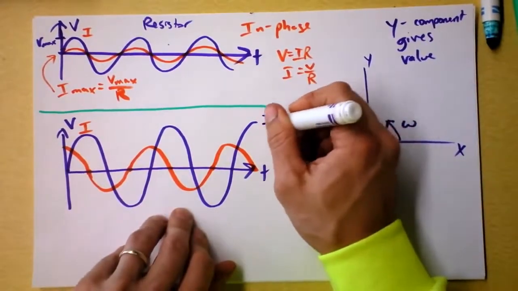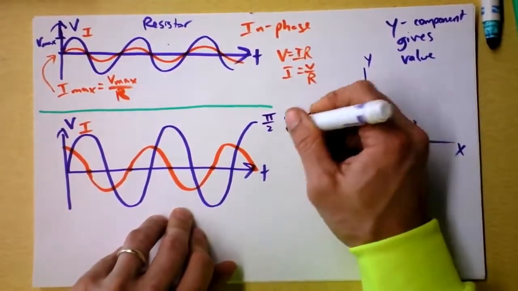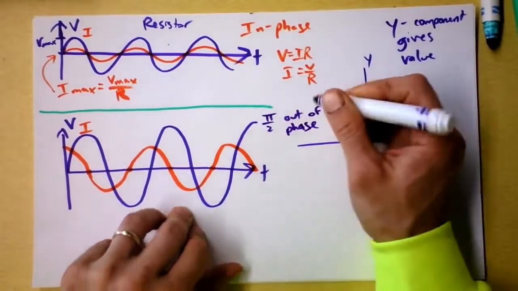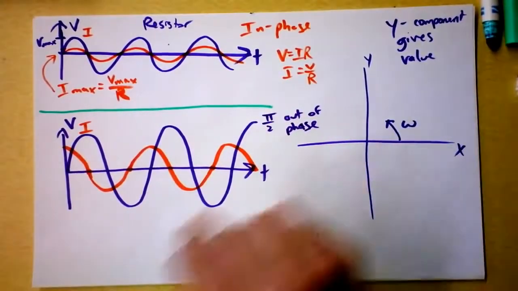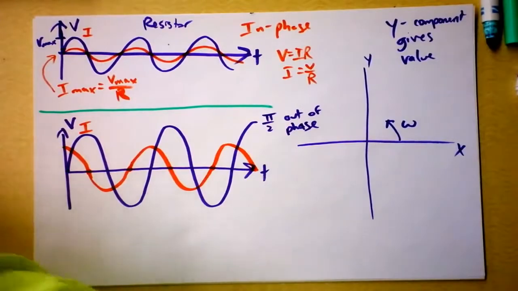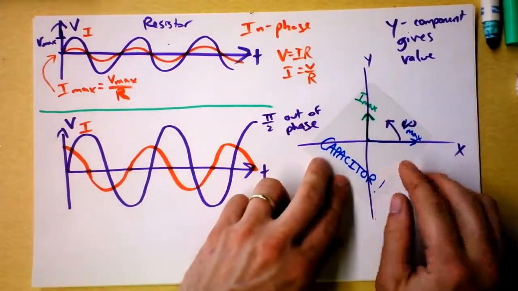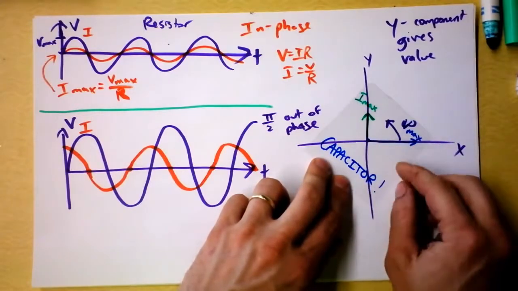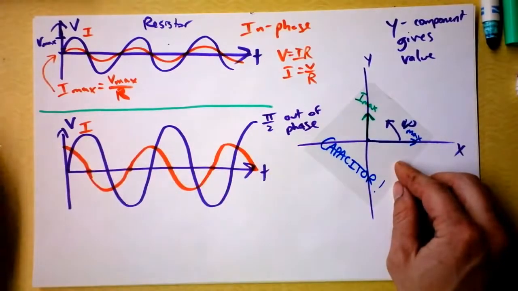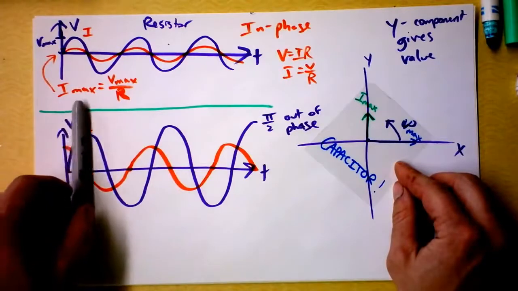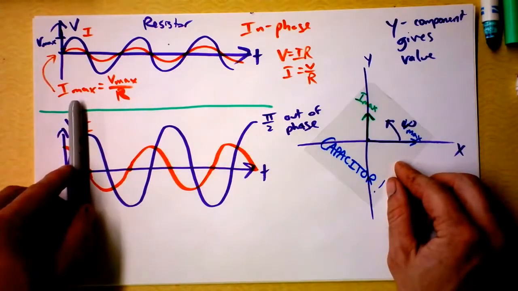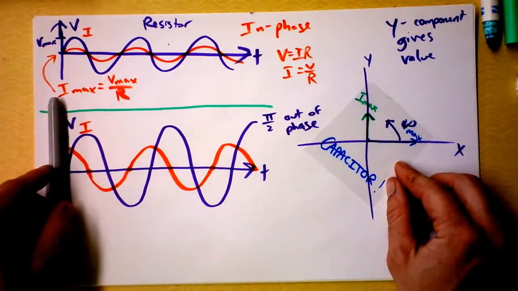So I'll say pi by 2 out of phase. If I take this capacitor phasor, you see that initially, look at this instant right here. This is the instant where the voltage, that's my purple, is... oh no, sorry, this is maximum current.